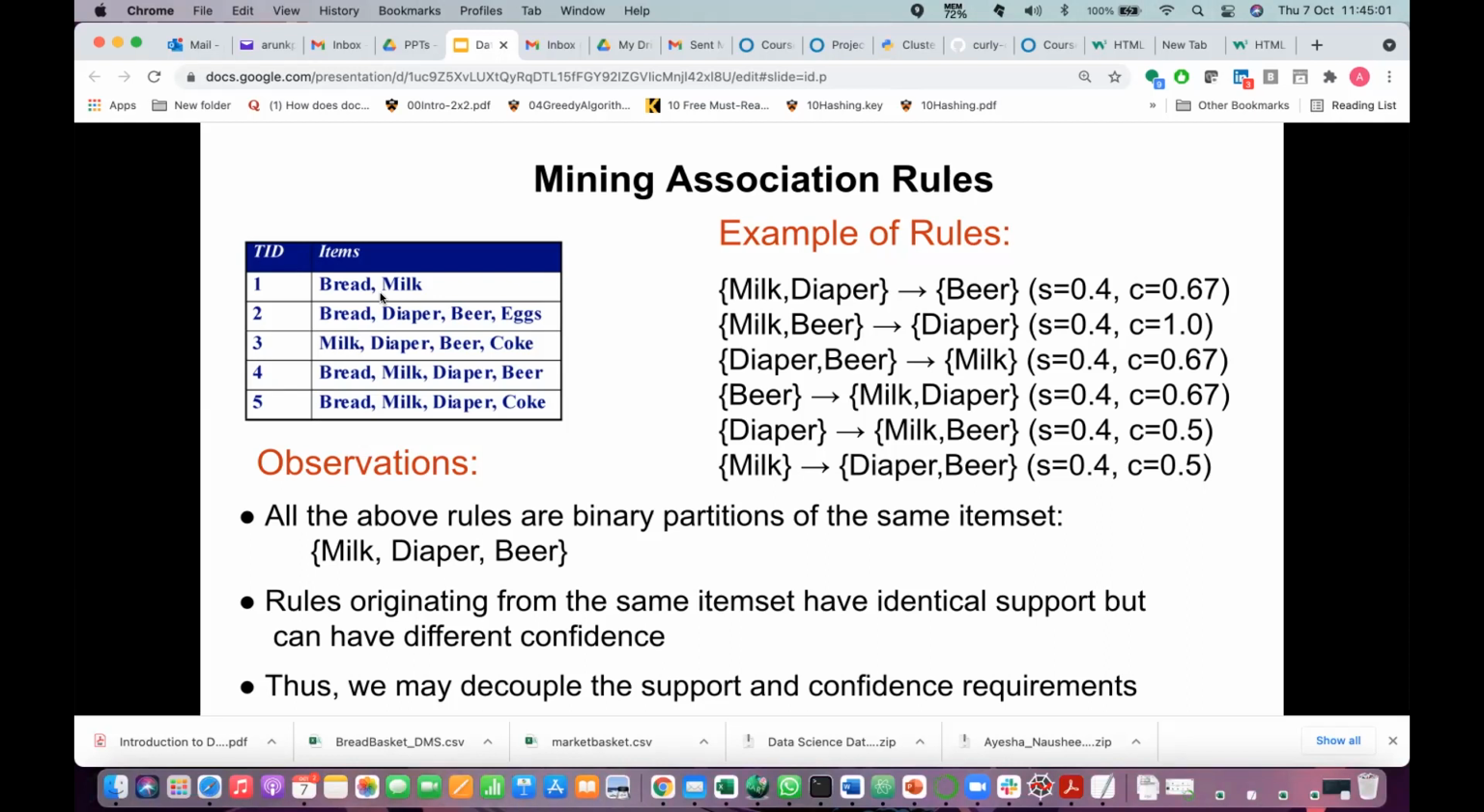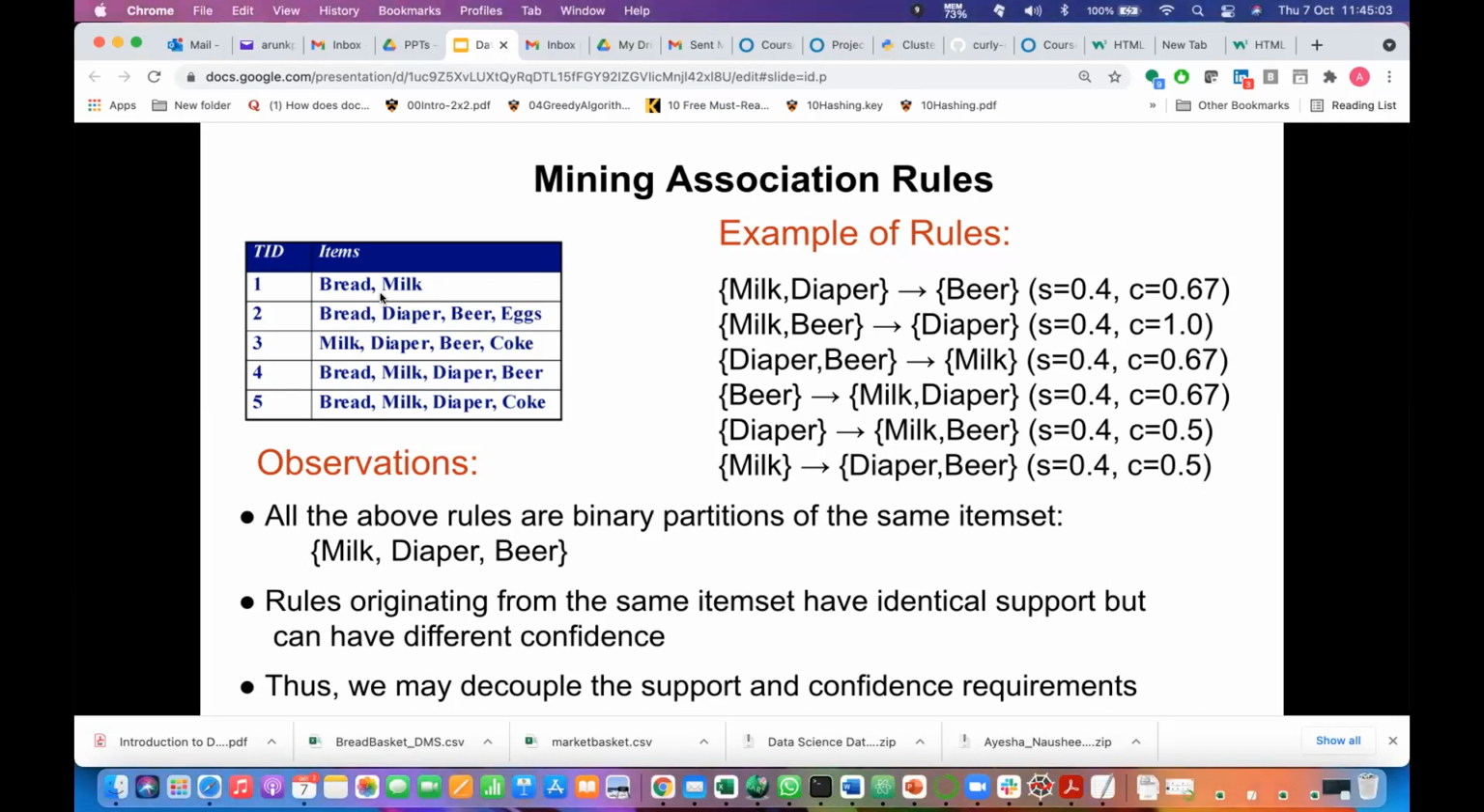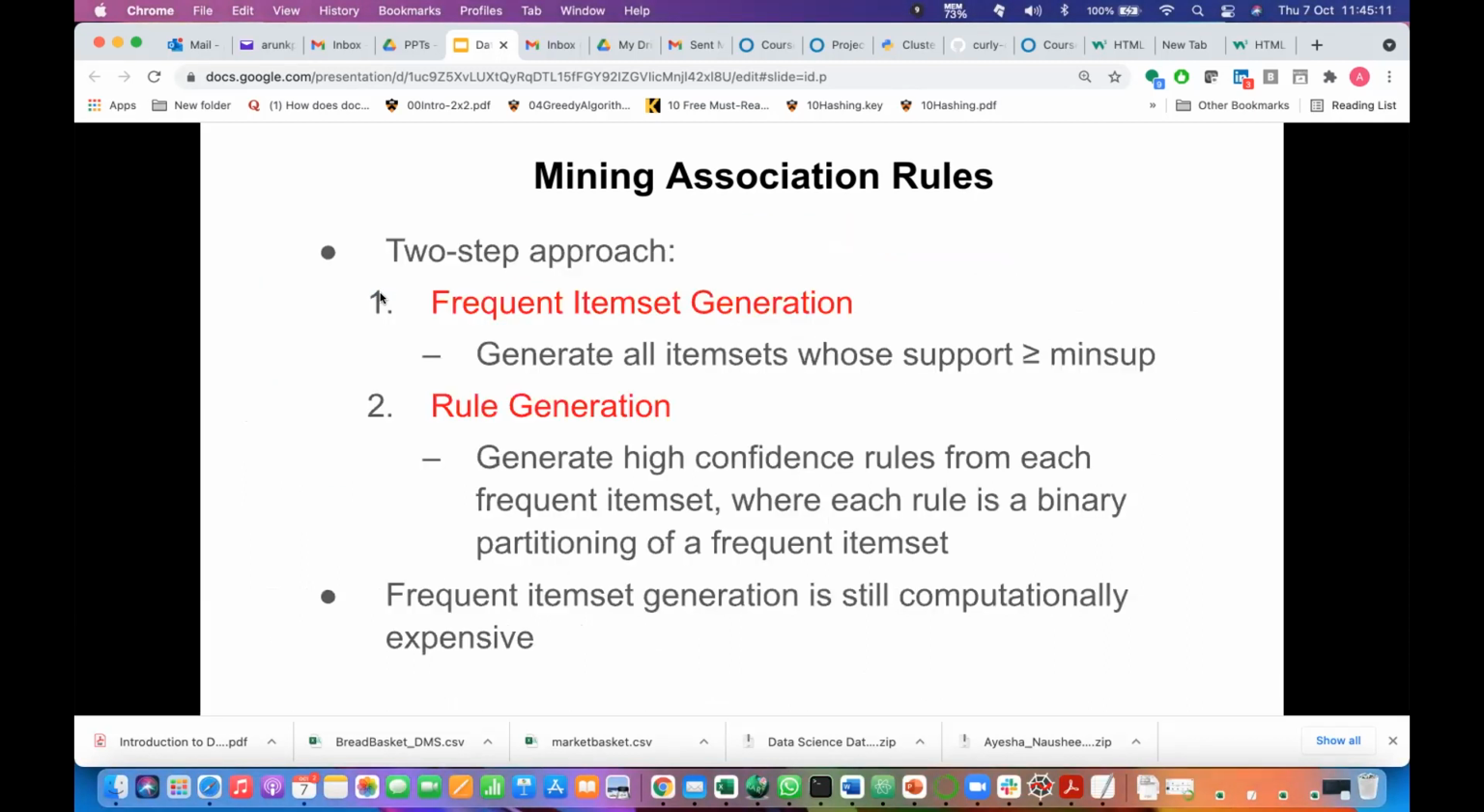Similarly, if your association rule has 3 items put together, I need to see only the frequent 3-item sets, frequent 4-item sets, and so on. That's why in frequent item set generation, first you get the frequent item sets of 2 items. That will generate simple association rules: one item implies another item.